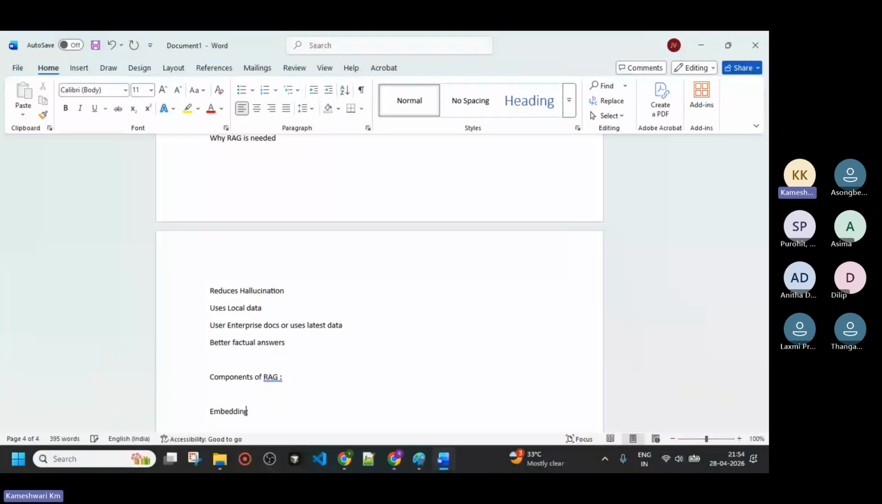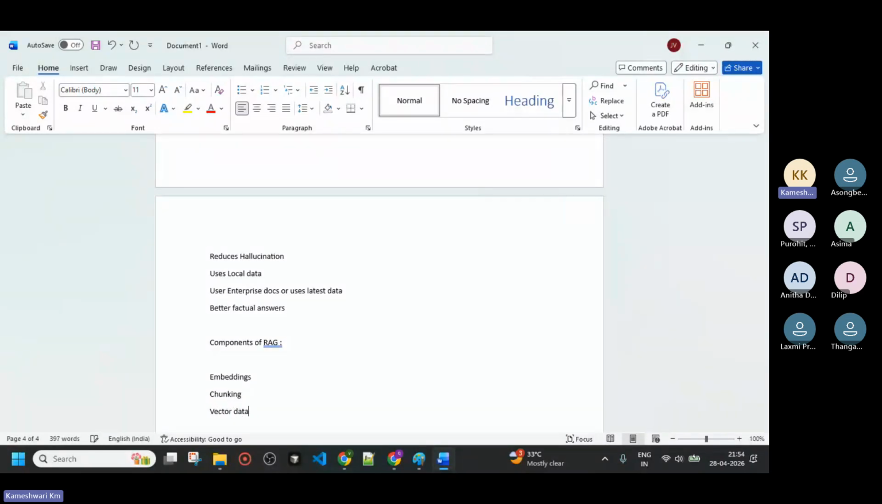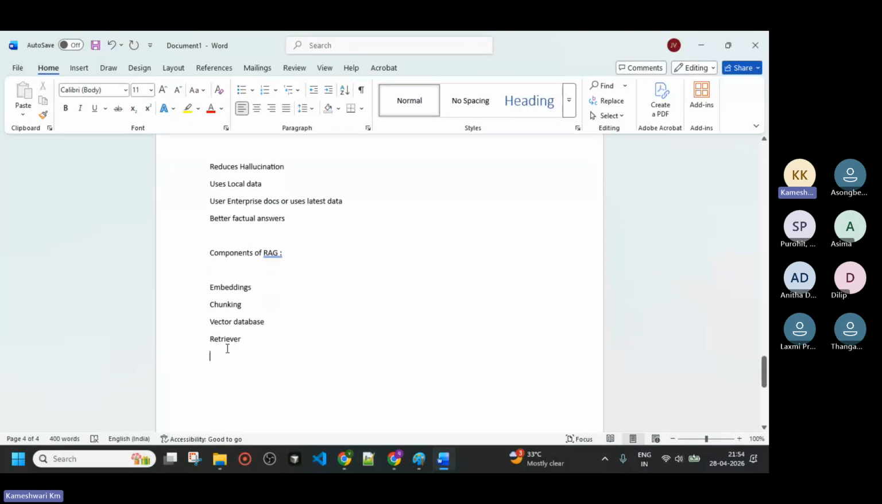One is embeddings. So already you know embeddings are nothing but vectors, completely into numbers. Next, the chunking. Chunking strategy is important. Then the vector database. We have a normal database and a vector database. Then the retriever. We want to get the chunks, so we need a retriever. And a re-ranker.